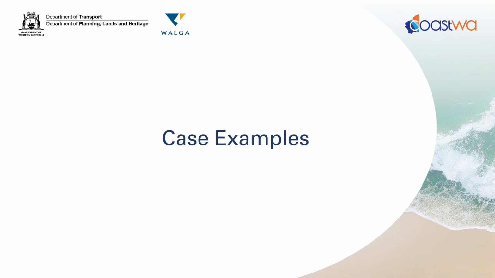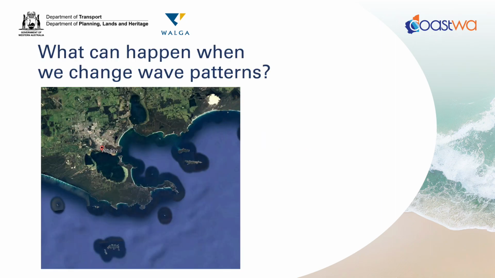So now we try to tie together everything that we've been through up to this point, and I just wanted to run through a selection of case examples to, I guess, try and bring it all together and to understand why it is important to consider coastal processes when we're working on or near the coastline. So the first example is from down at Albany, and what we want to look at is what can happen when we change wave patterns.